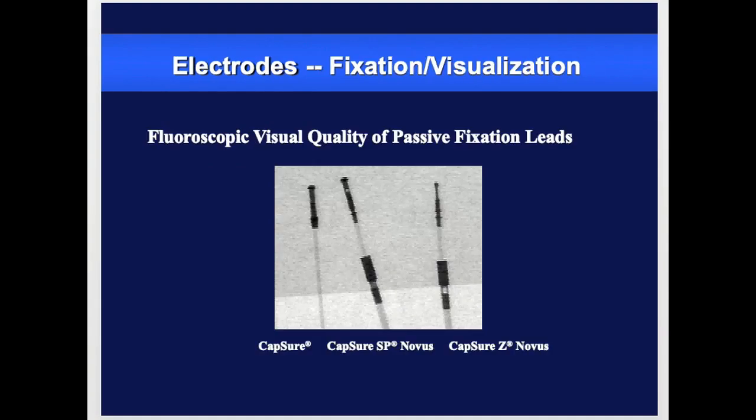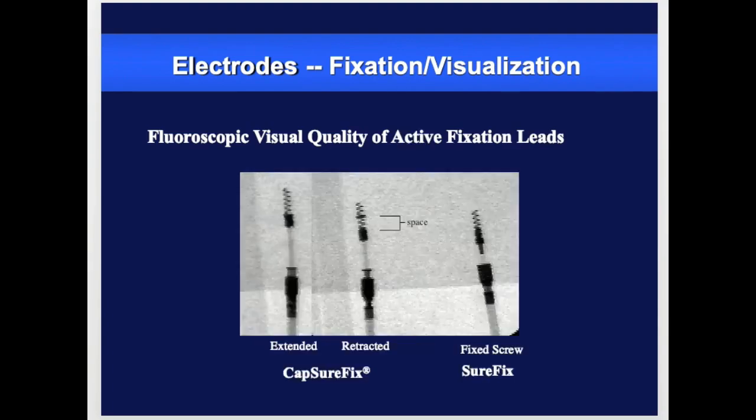This image shows the fluorovisibility of passive fixation leads. We can see the tines at the tip of the leads. This image shows the screw-in lead under normal fluoroscopic condition. You will notice the space is present when the helix is retracted, as pointed out in the slide above. So this gap is used as a marker to confirm whether the helix is extended into the myocardium or retracted within the lead tip.